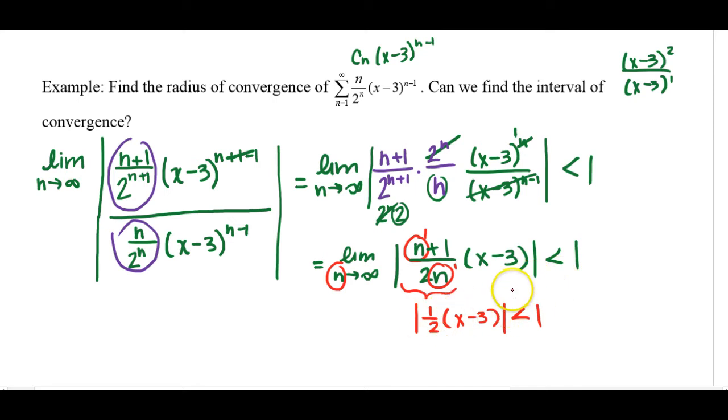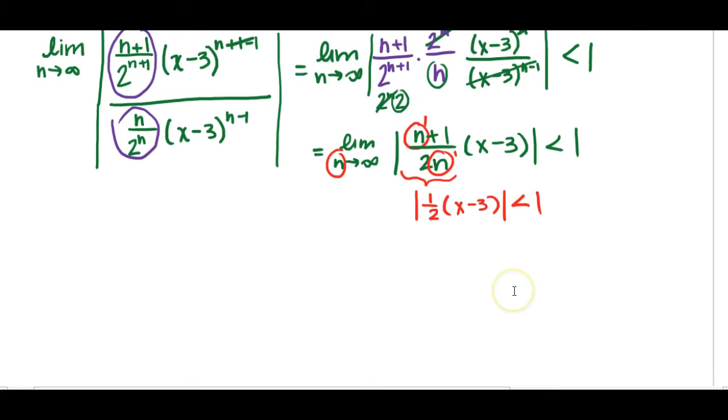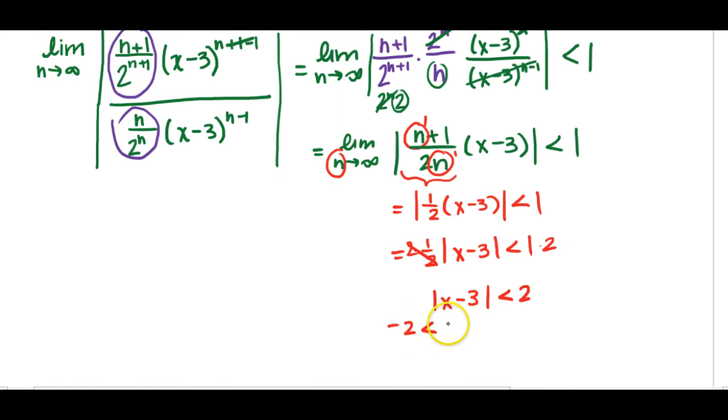Alright, so now this is something that I can solve. I'll scroll down and make a little bit more space. So this is the same as 1/2 times the absolute value of x minus 3 is less than 1. My properties of absolute values tell me that I can pull out this 1/2 because it's positive, and then multiply both sides by 2. So these will cancel, and I get the absolute value of x minus 3 is less than 2. So negative 2 is less than x minus 3 is less than 2. I'll add 3 everywhere, so I get 1 is less than x is less than 5.